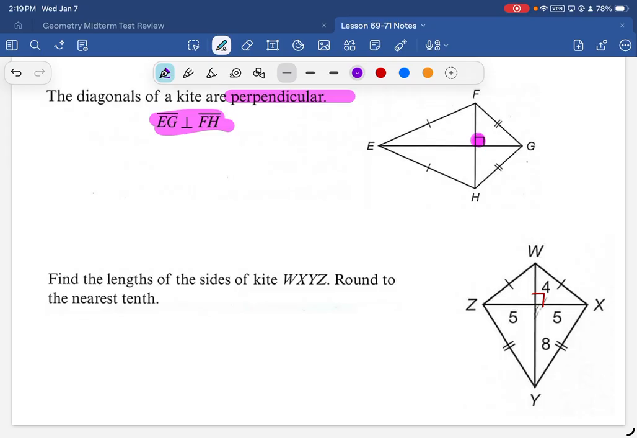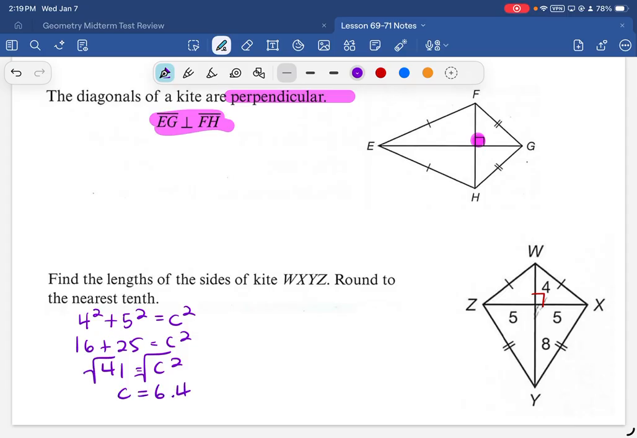Okay, Kellen, when you get a second, walk me through one of them, either one. Okay. So for the first one, you are going to do 4 squared plus 5 squared equals c squared. Good. So you're going to do 16 plus 25, which is 41. And then you're going to do the square root of 41, which is 6.40. Perfect. So both of these are 6.4. Good job.